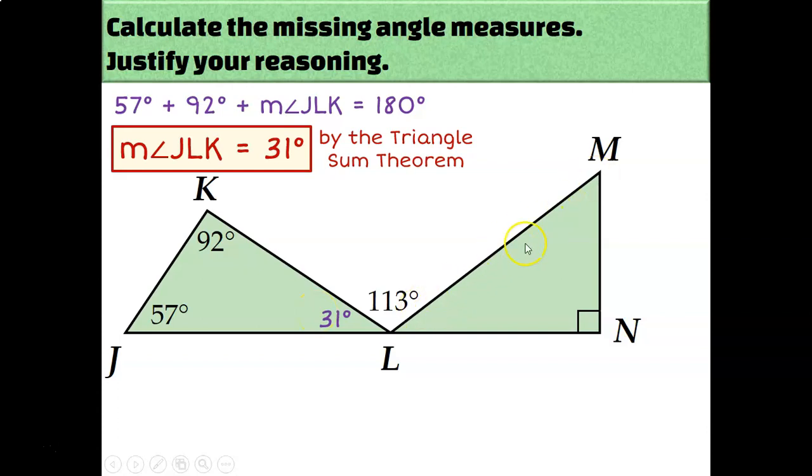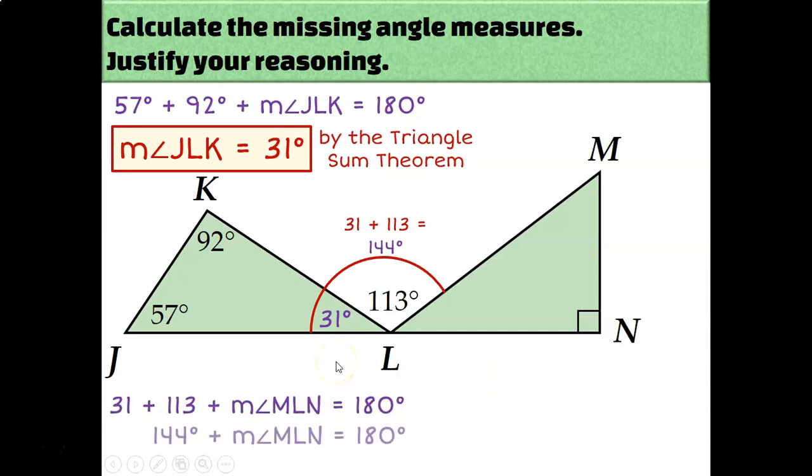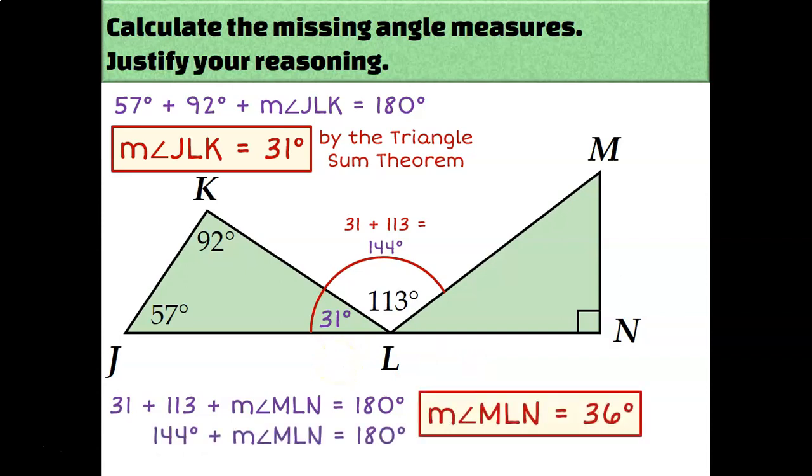But what if I wanted to figure out the measure of angle MLN, this guy right here? Well, we could actually use linear pairs, or supplementary angles. 31 and 113, this whole angle, angle JLM, would be equal to 144 degrees. And I know that 144 degrees plus this missing angle measurement of angle MLN would have to be equal to 180 degrees. So the measure of angle MLN would be equal to 36 by the linear pair postulate.